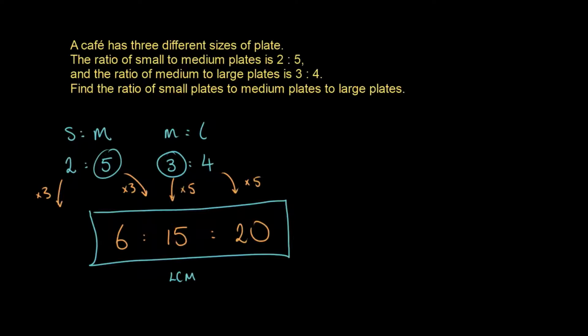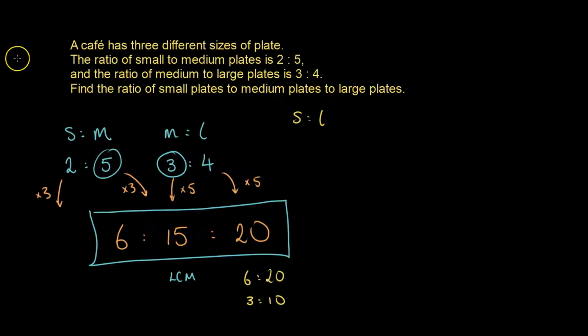Well, what about if I wanted to find the ratio between small plates and large plates? Well, obviously I could go through this method here, and I could find the ratio between all 3 of them, then take out the ratio between small and large, so 6 to 20, and then simplify it. So between small and large, it'd be 6 to 20, and then divide both sides by 2, gives me 3 to 10. So for every 3 small plates that I have, I must have 10 large plates.